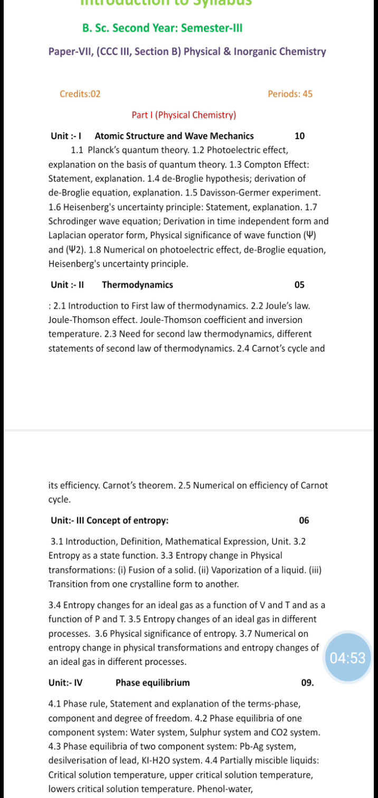In this year we are going a little bit deeper, and firstly there is a review of the first law of thermodynamics, that is an introduction to the first law of thermodynamics, and after that the applications or the principles of thermodynamics, that is Joule's law, then Joule-Thomson effect, Joule-Thomson coefficient. After that, the need of the second law and different statements of the second law of thermodynamics.